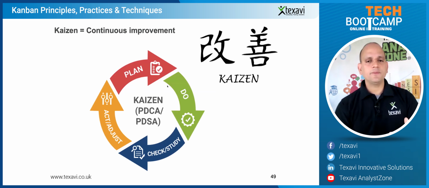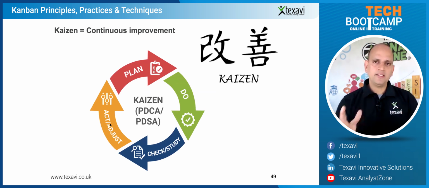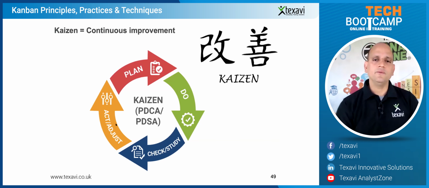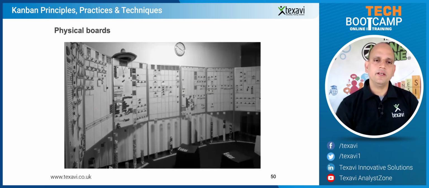So that's where the transparency comes in. The inspection, which is basically your checking, and then the adaptation, act or adjust. So the basic agile pillars of PDCA and the transparency, inspection, adaptation. Again, that's, very simply put, an agile way.